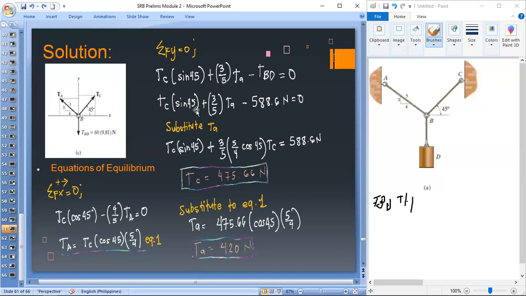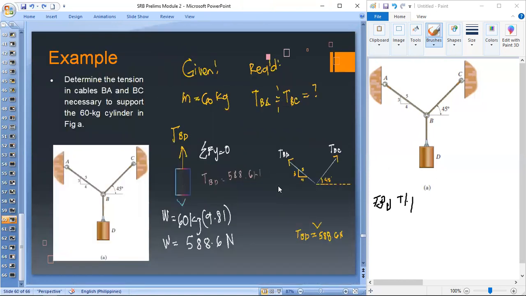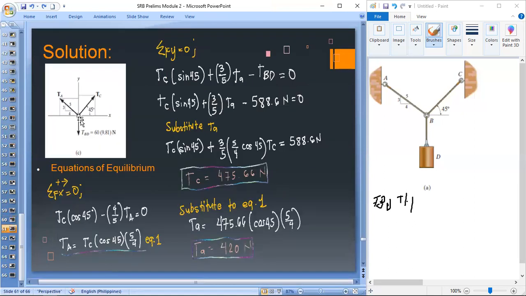And then, arrange. Then substitute TA. Since your TA is equal to TC times cosine 45 times 5 over 4, just input it and you'll get your TC, which is your tension at C. What we were looking for is the tension at BC, so it's the same, no? B to your C. So BC, or TC.